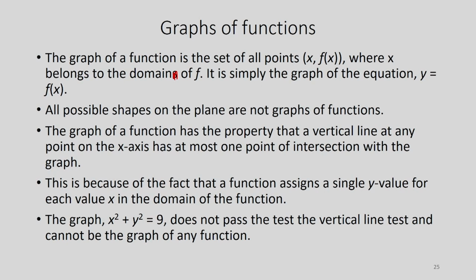All possible shapes on the plane are not graphs of functions. The graph of a function has the property that a vertical line at any point on the x axis has at most one point of intersection with the graph. What I am saying is that suppose you take any shape on the coordinate plane, suppose this is a particular shape you took. Now, the question is, can this curve be the graph of a function?